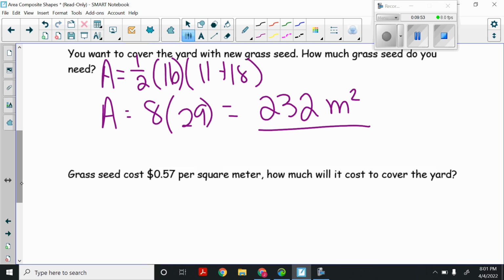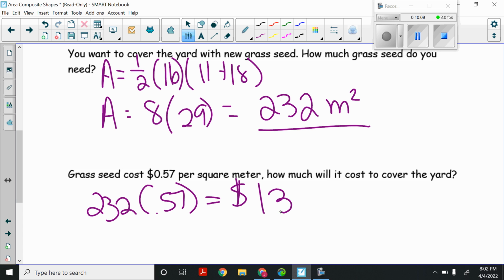Now it tells me that grass seed costs 57 cents per square meter. How much will it cost to cover the yard? I need 232 square meters. It costs 57 cents a square meter. Multiply those two together, and it's going to cost $132.24 to cover the yard in grass seed.